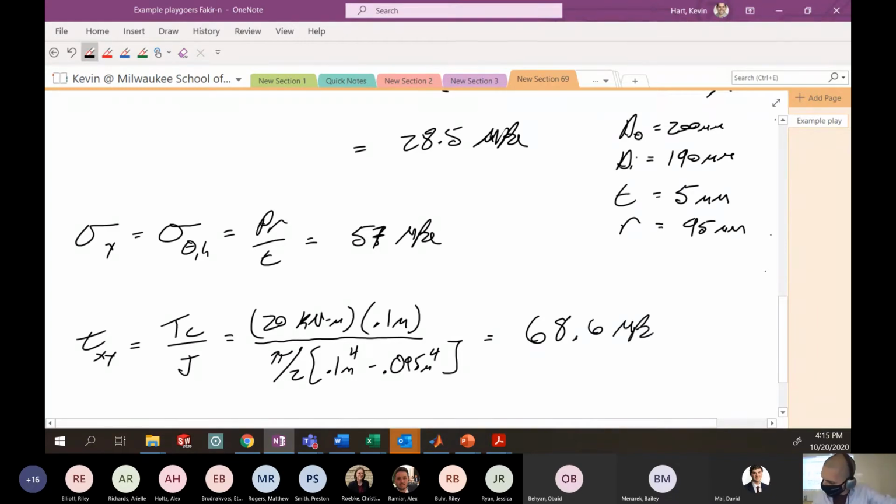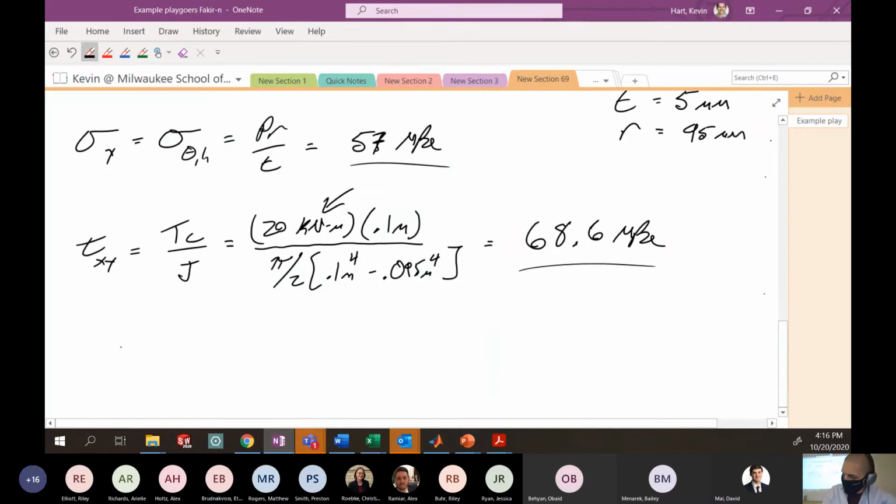Do you agree with that? Going from kilonewton meters to megapascals, a factor of 1,000. Okay. So there's our tau xy, here's our sigma y, and here's our sigma x. So we can construct these stresses in the xy coordinate system.